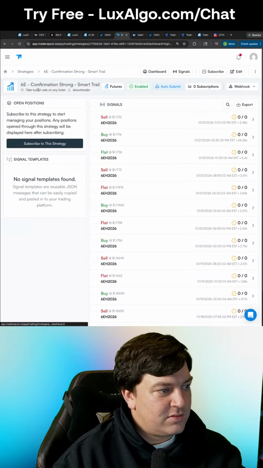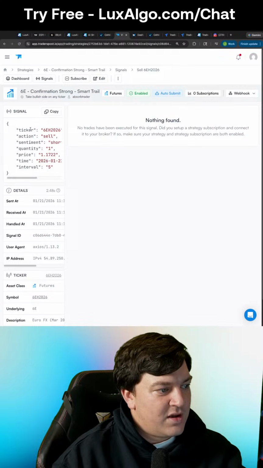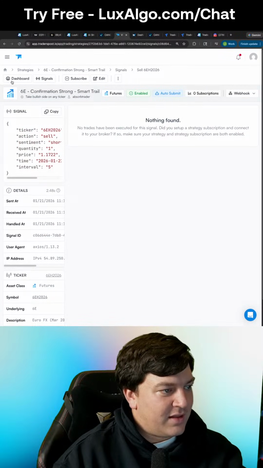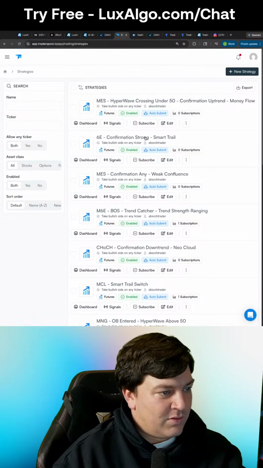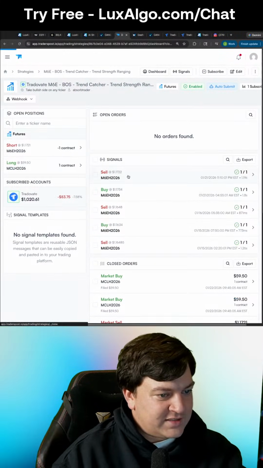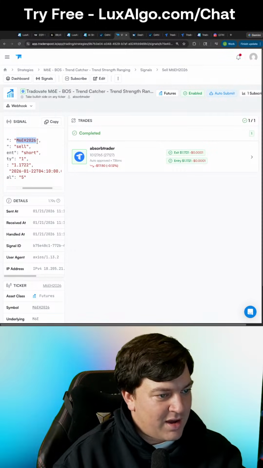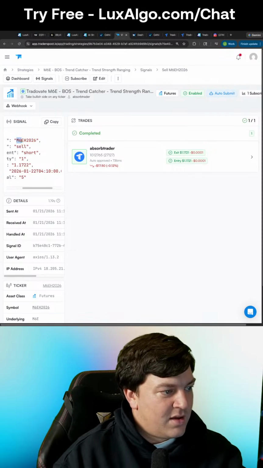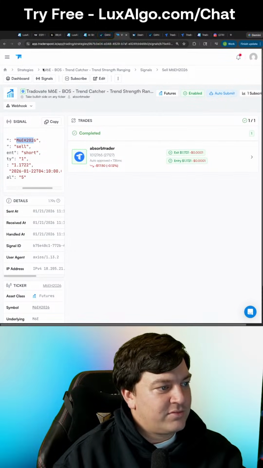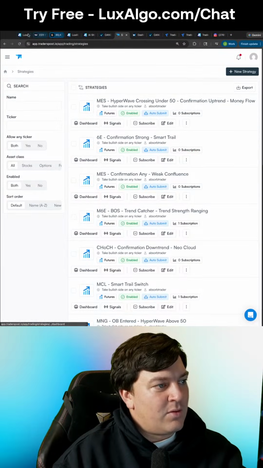Let me show you. So if you go to the signal, the payload is going to look something like, hold on. Wrong one. Let me do M6E. So when it sends a signal, see, it's going to put that M there. So it knows that it's trading micros. Okay, so that knows it's trading micros. And that would be when you input it here.